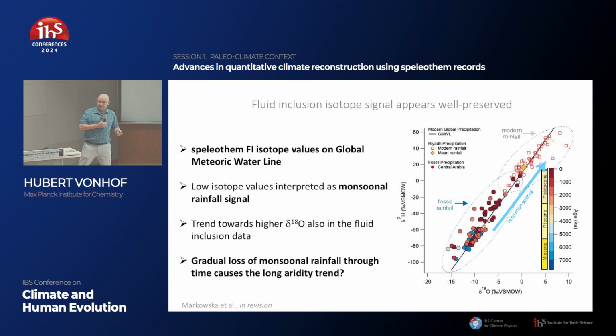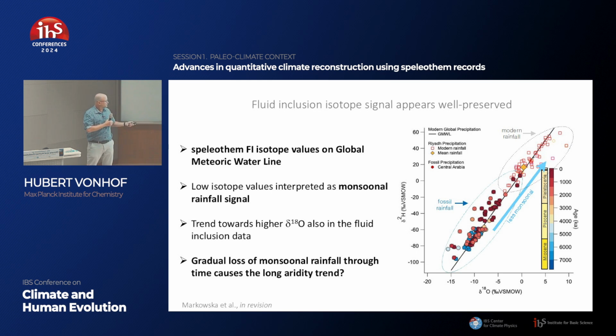The second thing that you see, if you look in a bit more detail, is that the older speleothems are probably furthest down on the line. Yeah, and then towards that direction is what you go when you go to younger, and this would fit this whole idea about the aridification trend also in the isotope composition of rainfall. Because how do you interpret this?